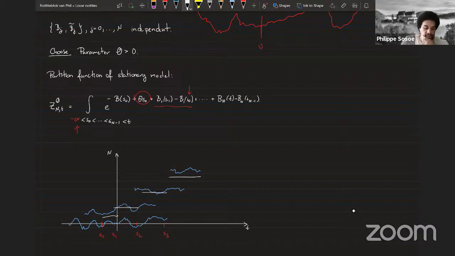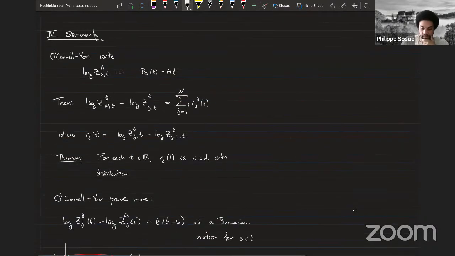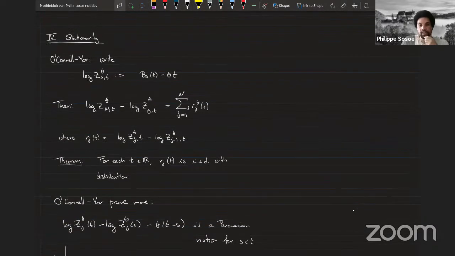So what's the advantage of introducing this? Why did O'Connell and Yor introduce this partition function? The advantage is that it is stationary in the following way. So O'Connell and Yor say, first, just for notational convenience, introduce a 0th partition function.